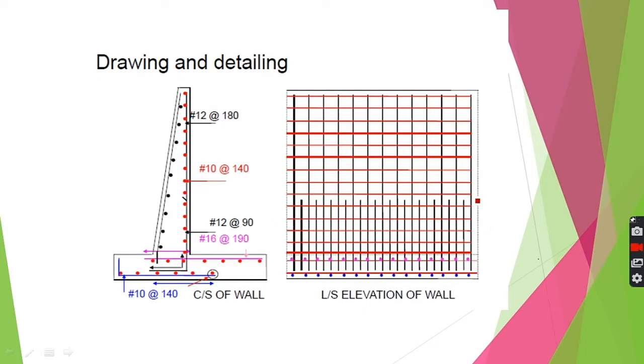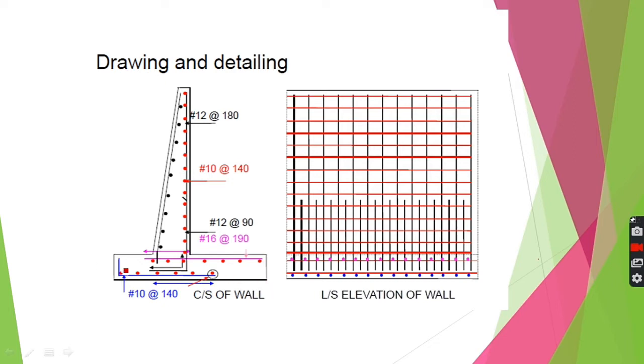Alternatively in this direction. These red bars show the horizontal distribution reinforcement across the height of wall, which has been provided to support this vertical reinforcement. These black dots and this black line are the distribution reinforcement in the compression face, and this blue line and this pink line are showing the main reinforcement in your top face of heel slab and bottom face of your toe slab, and red dots are showing their respective distribution reinforcement.